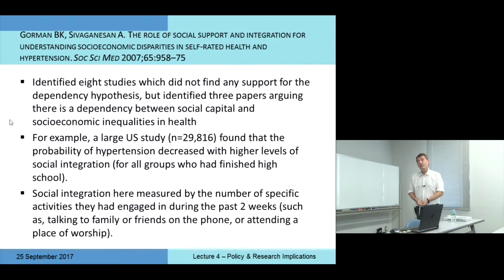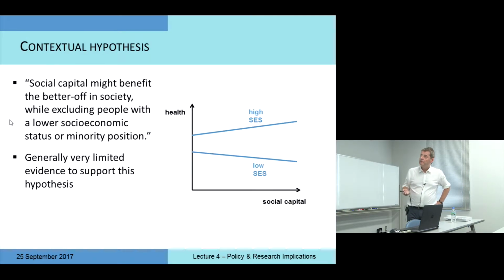Social integration was measured by the number of specific activities they'd engaged in the last 2 weeks, such as talking to family or friends on the phone, attending a place of worship. Sort of usual suspects: relationships with the family, religious participation. Okay. So just to summarise, there's not much evidence for the dependency hypothesis, but I've just shown you an example where there was some support.